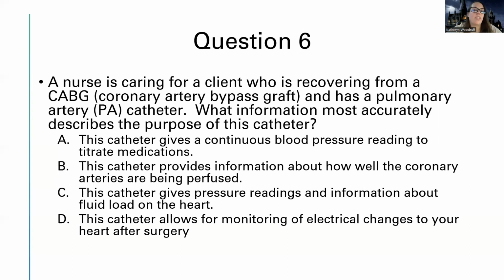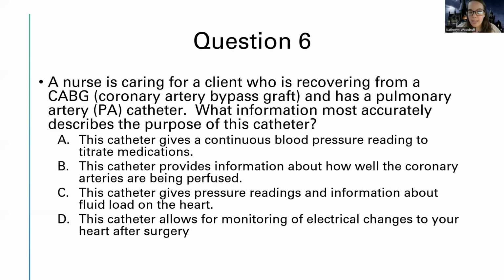So question 6: a nurse is caring for a client who is recovering from a CABG, coronary artery bypass graft, and has a pulmonary artery catheter. Exciting. What information most accurately describes the purpose of this catheter? So this is another question that can be given when it comes to hemodynamics: you as the nurse have to know how to manage the equipment or devices that tell us what hemodynamics a patient has. So we're trying to answer what is the purpose of a pulmonary artery catheter.